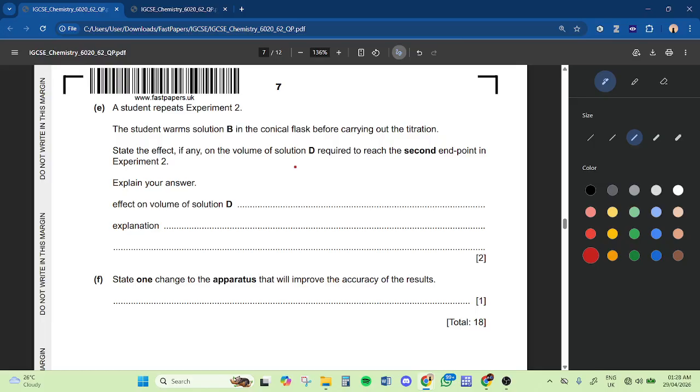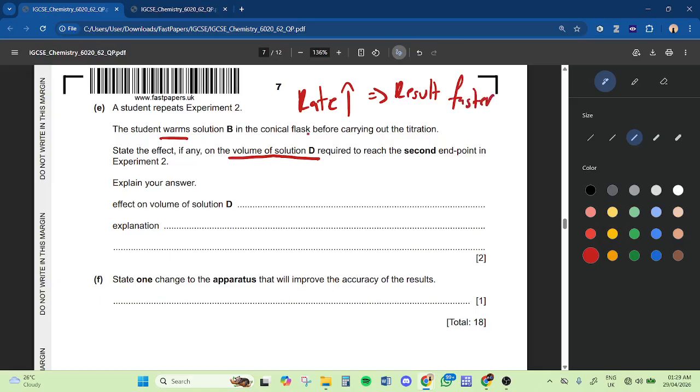Another interesting question. Student repeats experiment 2. The student warms solution B in the conical flask before carrying out the titration. State the effect, if any, on the volume, so this is important, on the volume of solution D. So a lot of students, when they see this question, will think, oh, they warmed it, so that means this is going to have increased the rate of reaction. But here's the thing, you're increasing the rate of reaction with temperature. So rate increases, which basically means the result is obtained faster.